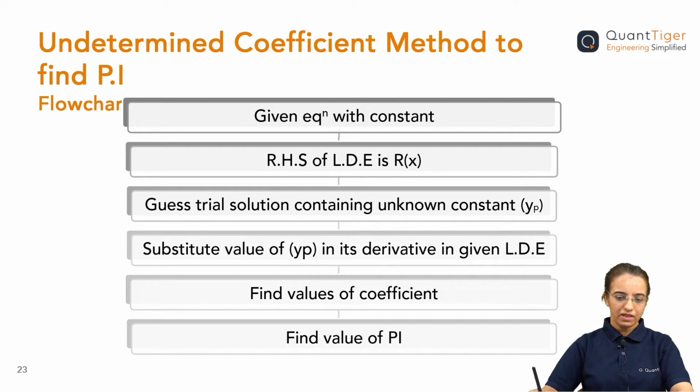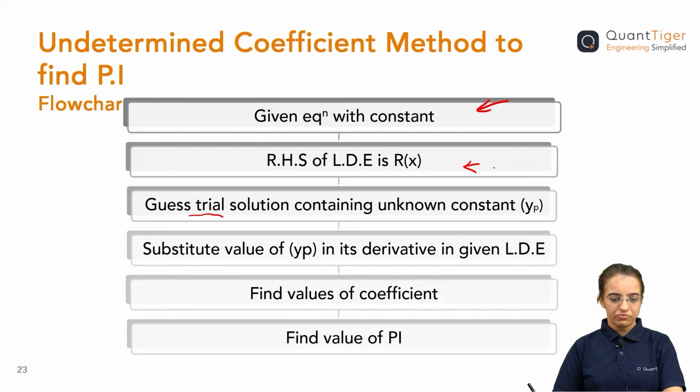The first step will be the given equation, which is a differential equation with constant coefficients. Then we will have to look at the RHS of the given equation. Why do we look at it? Because depending on the RHS we have to consider one trial solution, which we call a guess trial solution. Guess means we look at the RHS of the given differential equation and according to that we consider it. How we will consider that I will discuss later.